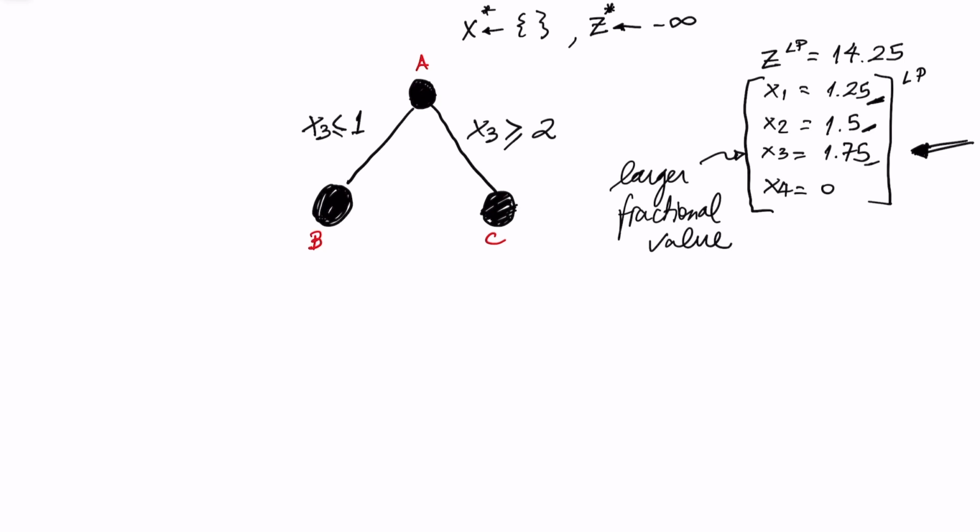So now we go here and we say, hey, the ZLP for this node is equal to 8.45, 5.4545, and the solution for the decision variable values are x1 equal to 0.909, x2 equal to 1.0909, x3 equal to 1, x4 equal to 0.